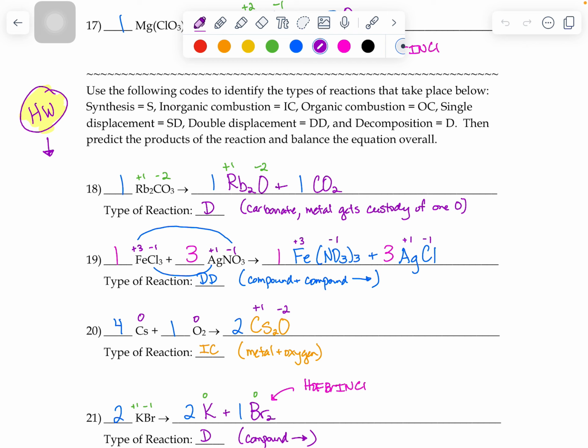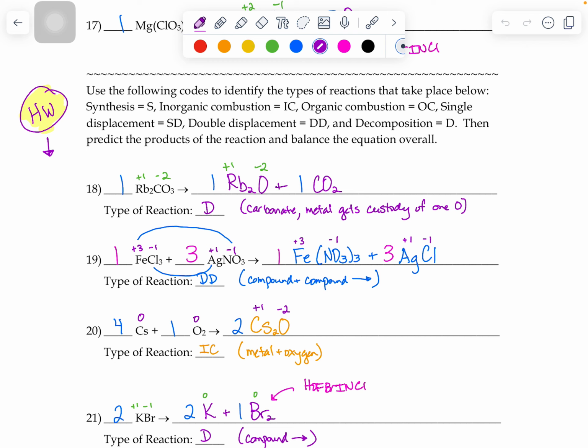Number 19 we know is a double displacement reaction because I see a compound being added to a compound. So our iron goes with our nitrate, silver goes with chloride. There's multiple kinds of iron. The way we know which kind of iron we have is by looking at the left-hand side.